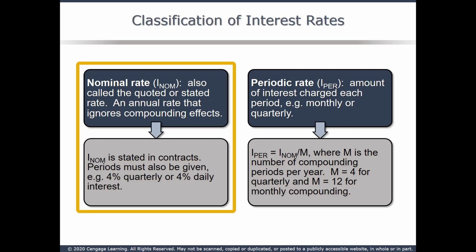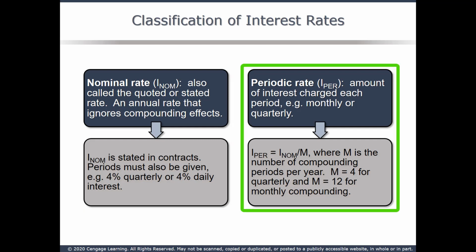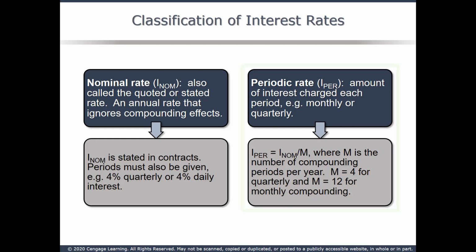Because of the way it's quoted, an APR can be converted to a periodic rate easily. 4% quarterly is equal to 4% divided by 4 quarters, 1% a quarter. The periodic rate is exactly what the name implies, the rate charged per period, and it is the one we use in calculations. As we saw, 4% compounded quarterly equals 1% per quarter, so 1% is the periodic rate.